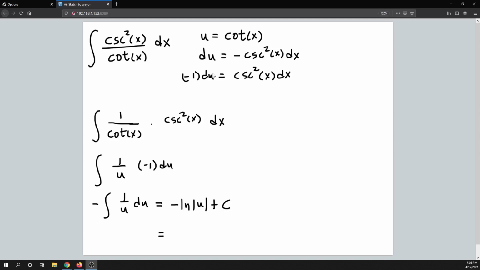All right, and now we're just left to back substitute. We want our answer to have the same variable as in the original, and so back substitute cotangent x for u, and the final answer on this one is the opposite of the natural log of the absolute value of cotangent of x plus some constant c.